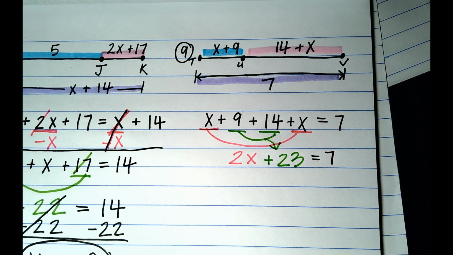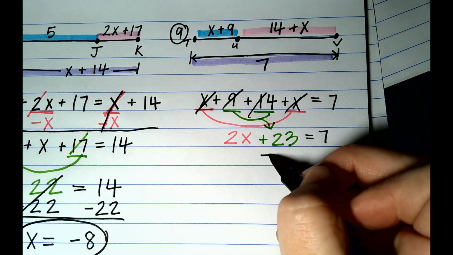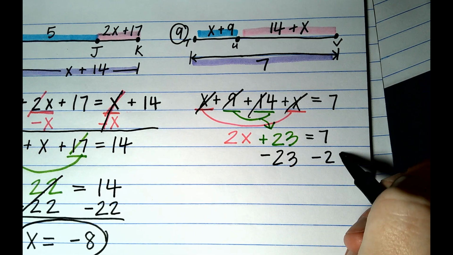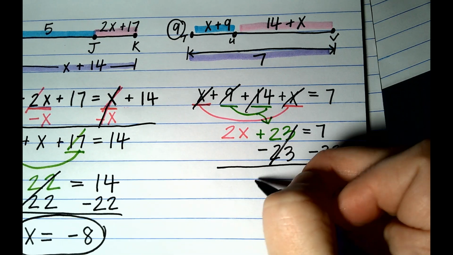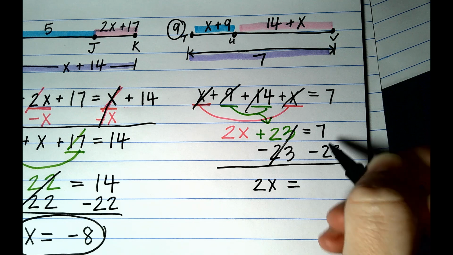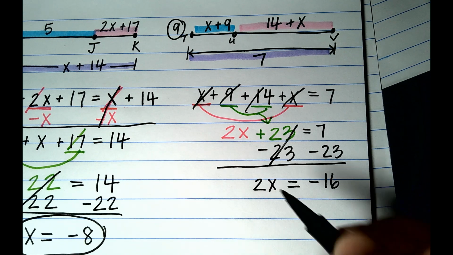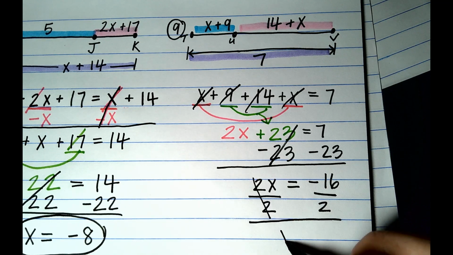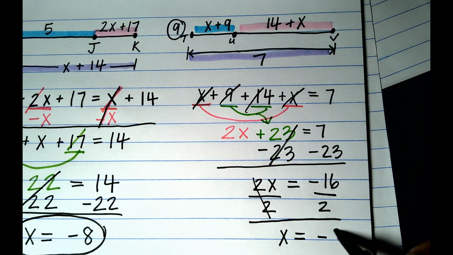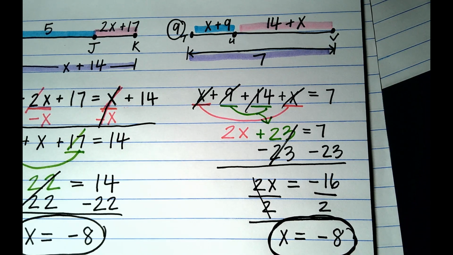Then you subtract 23 from both sides. Yes, now we'll subtract 23 from both sides. And you have 2x equals negative 16, and divide by 2 on both sides. And we get x equals -8. Perfect. You see what you did? Yeah, I'm supposed to divide.